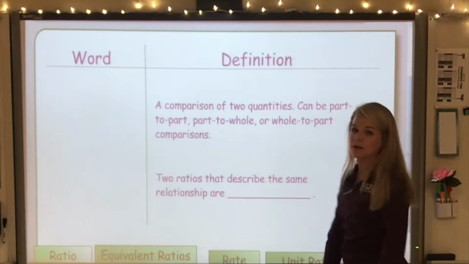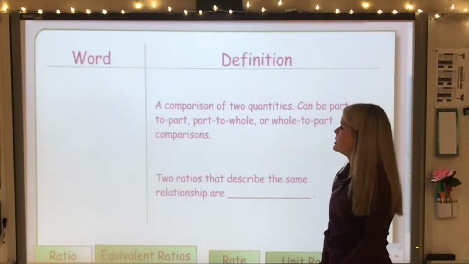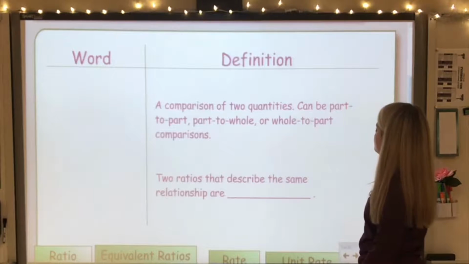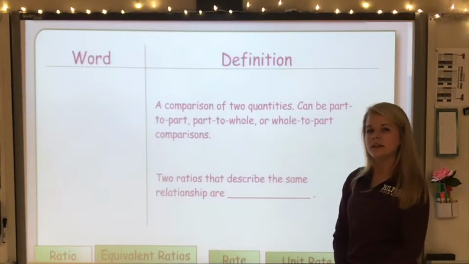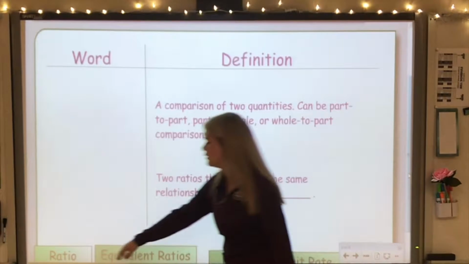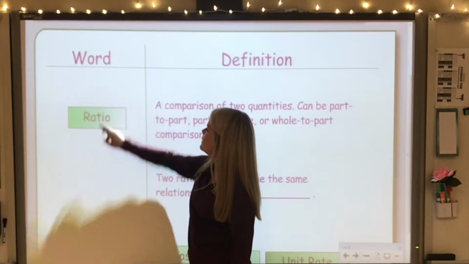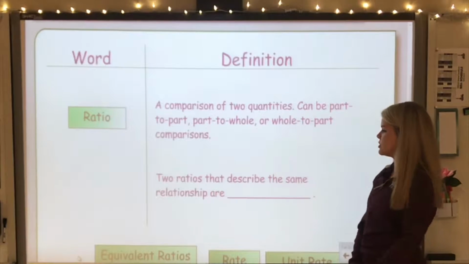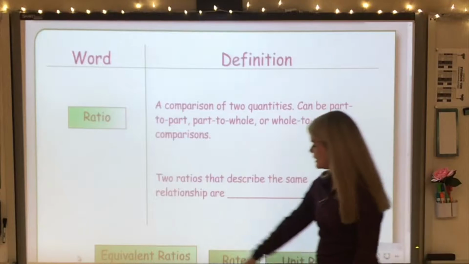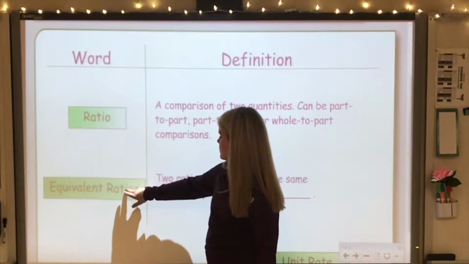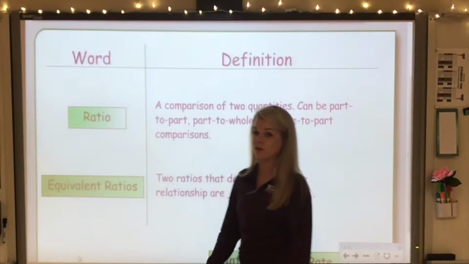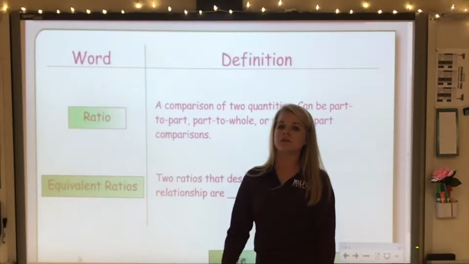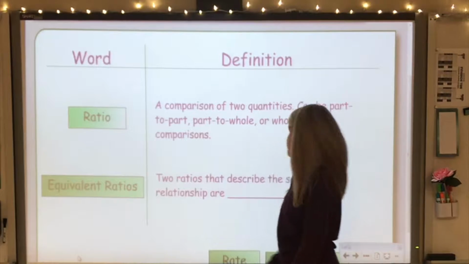Let's take a look at some vocabulary words. One definition is a comparison of two quantities. Can be part to part, part to whole, or whole to part comparisons. Now this definition can be matched with the word ratio. Now, two ratios that describe the same relationship are blank, and that is equivalent ratios. So we're going to be learning about ratios and ways to represent them, and we're also going to be talking about equivalent ratios and how we can organize them.